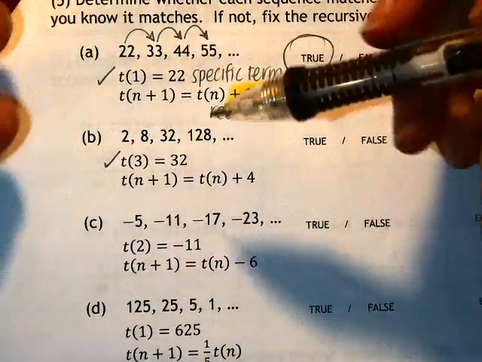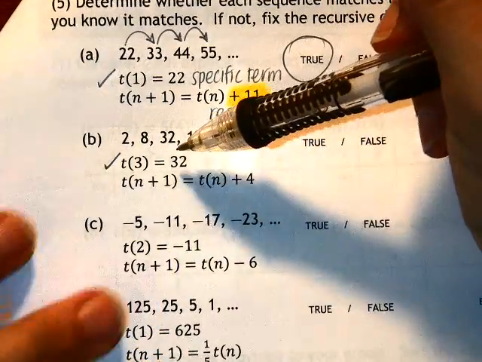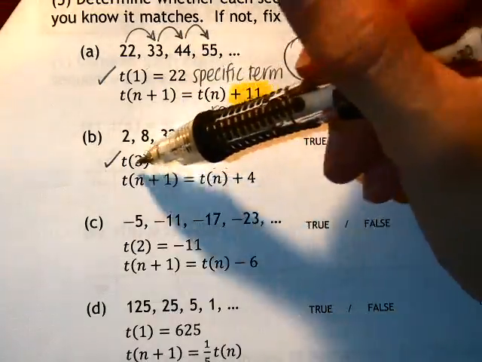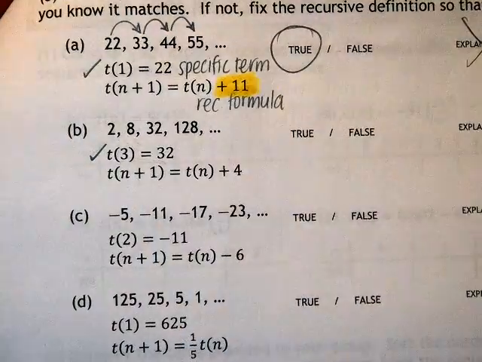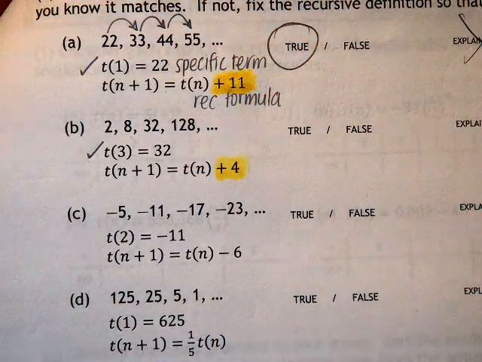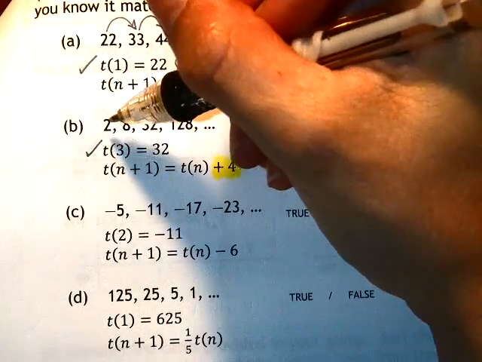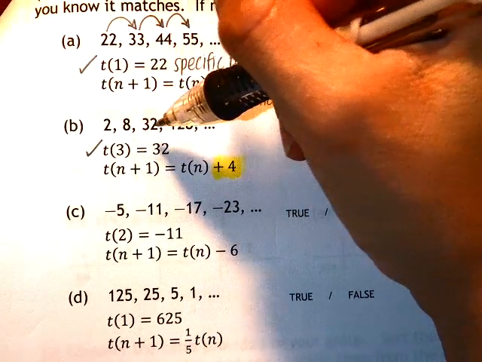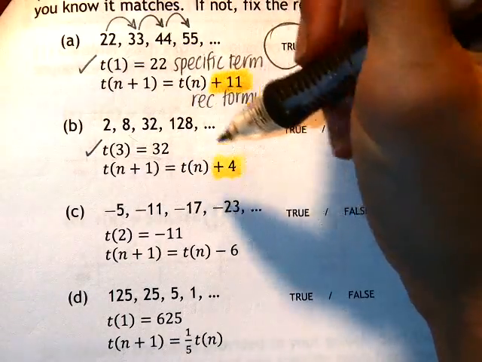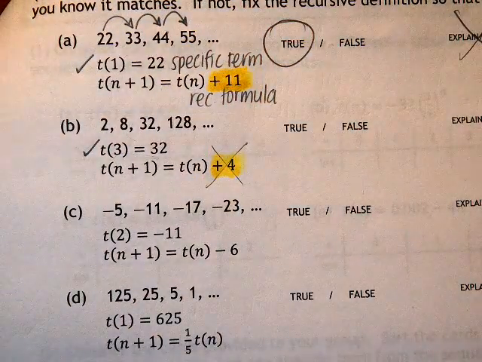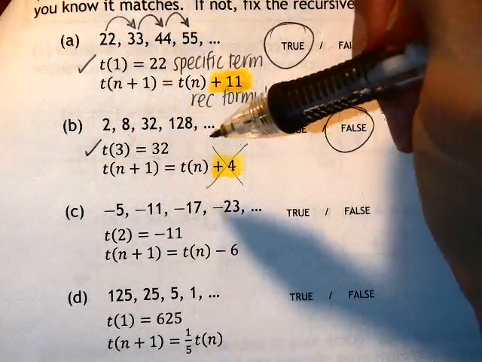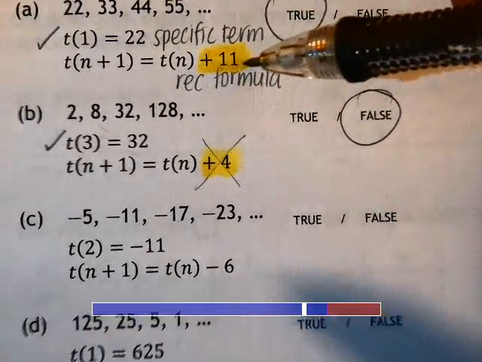So in letter B, let's do the same thing. We've already checked that the third term really is 32, so that seems okay. That passes muster. And then we look at the next part and focus on what's happening to t of n. The part that's happening to t of n is plus 4. So we're saying, okay, does this pattern add 4? Well, 2 plus 4 is not 8. And 8 plus 4 is not 32. 32 plus 4 is not 128. It looks like this couldn't possibly work. This seems like it's false, because adding 4 does not appear to be the pattern at all.